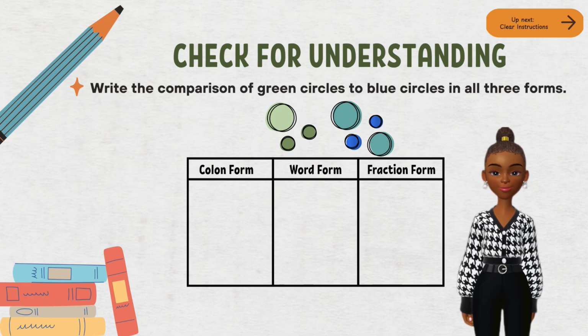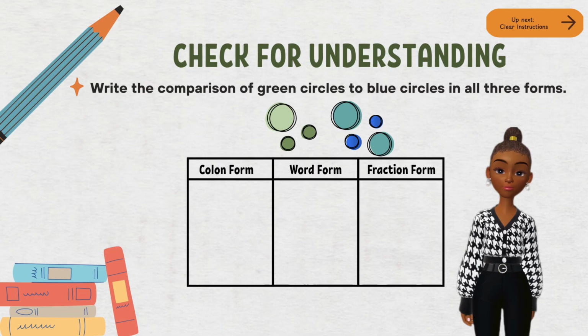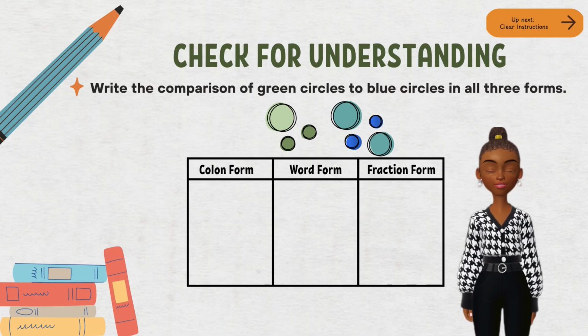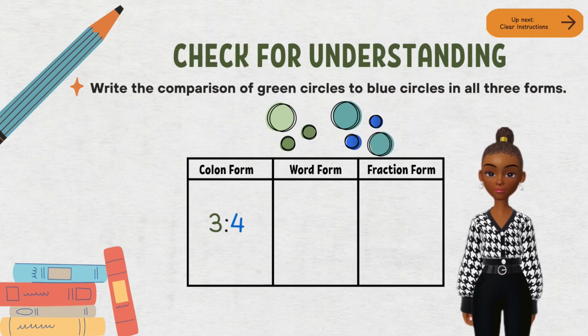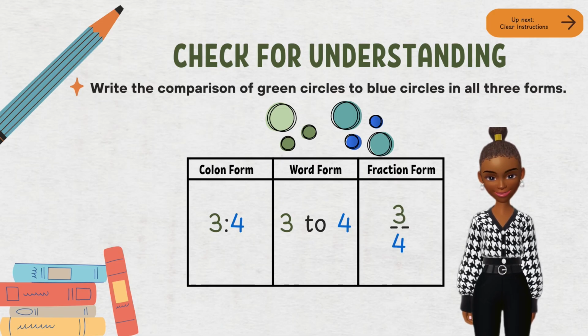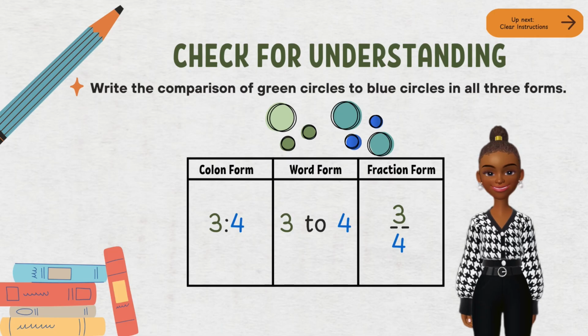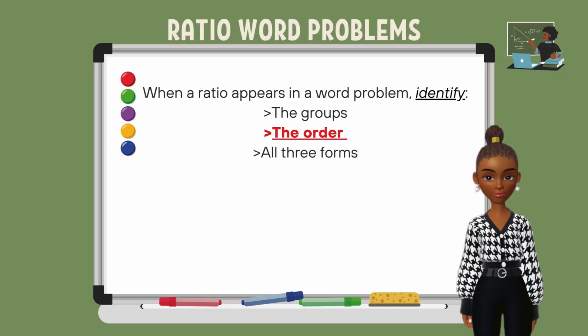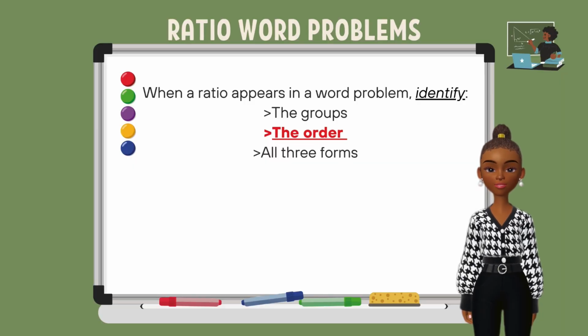Great work! We have 3 green circles and 4 blue circles. Your answer should be 3:4, 3 to 4, and 3/4. Yes. Good job. That's how you write a ratio from a picture, but what about a ratio in a word problem? When a ratio appears in a word problem, there are 3 things that you need to do.